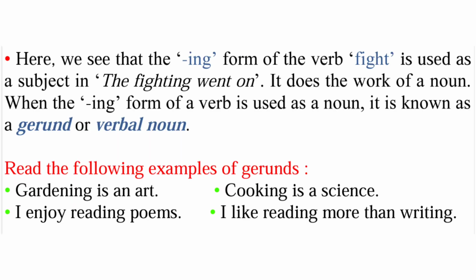Here we see that the ing form of the verb fight is used as a subject in the sentence the fighting went on. It does the work of a noun. When the ing form of a verb is used as a noun, it is known as a gerund or a verbal noun.